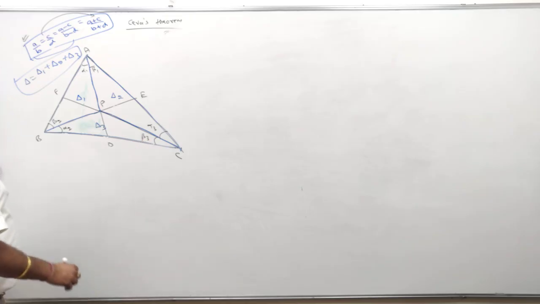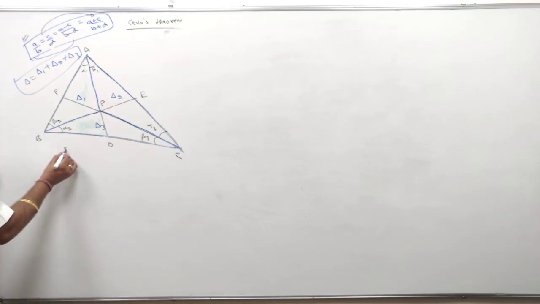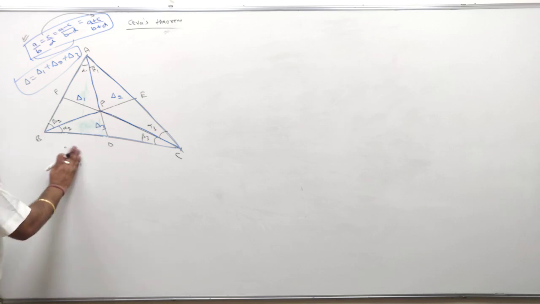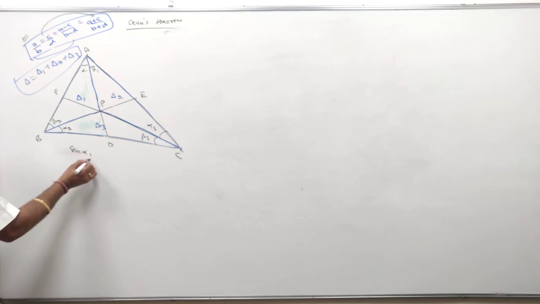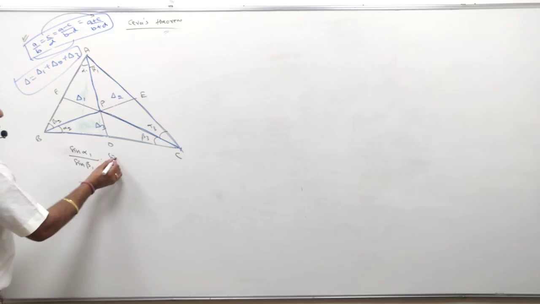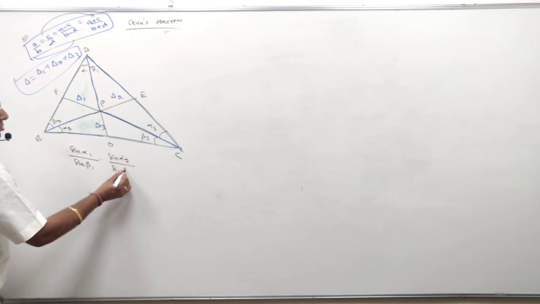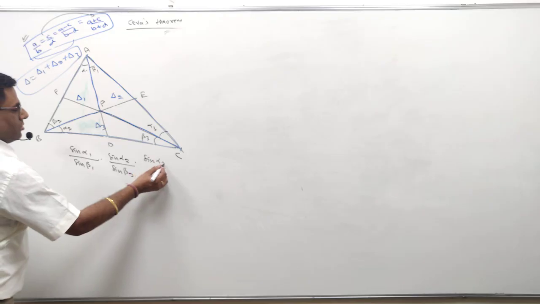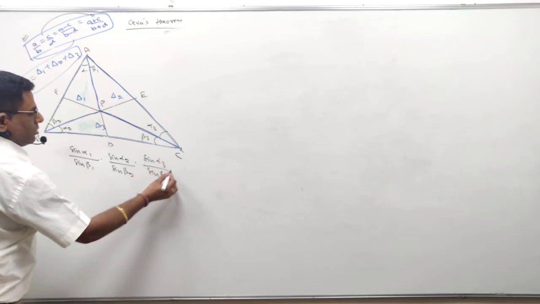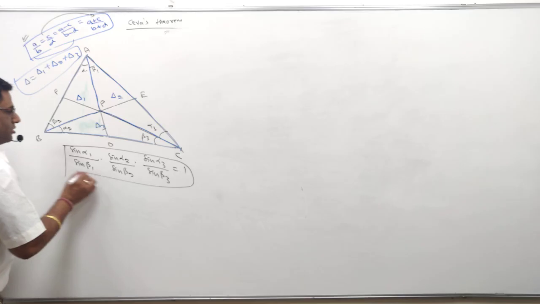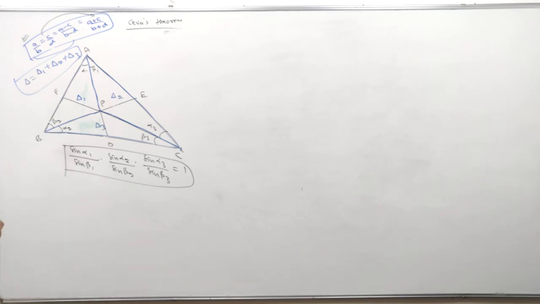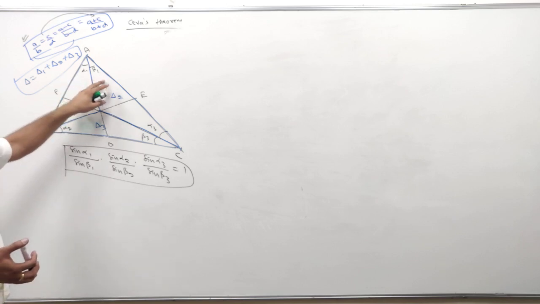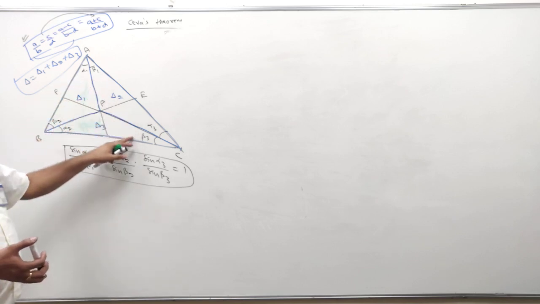The theorem states that sin alpha 1 upon sin beta 1, into sin alpha 2 upon sin beta 2, into sin alpha 3 upon sin beta 3 comes out to be 1. Very important result. It can be derived by using Ceva's theorem.